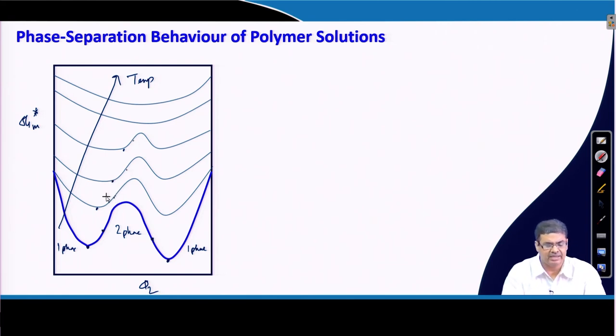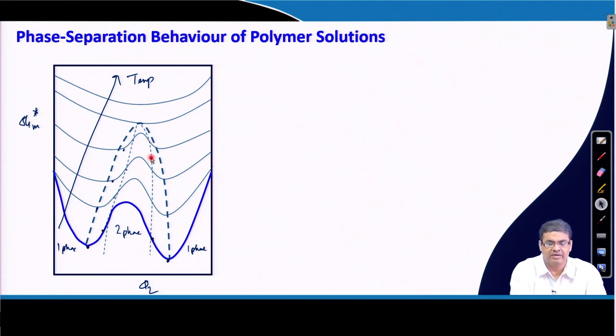So, if we can connect those spinodal points and binodal points, this is the connection of binodal points and this connects the spinodal points. So, this gives you the phase diagram where we are plotting temperature versus volume fraction.